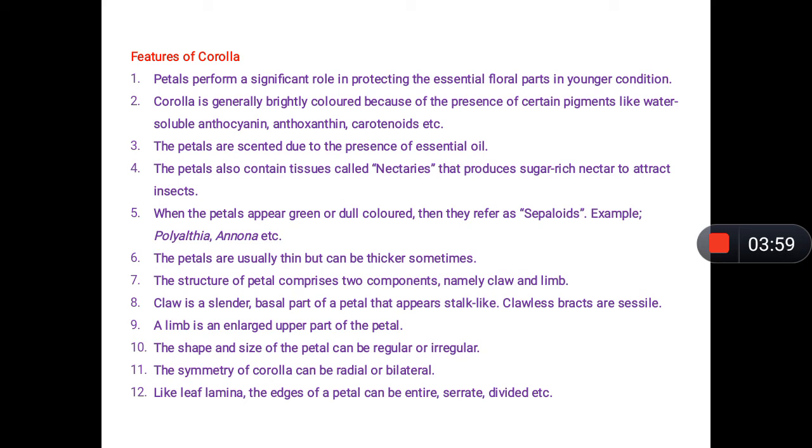So these all are the features of corolla. The main features are their structure, their size, their thickness, whether they are scented, their color, and what the parts of the petals are like limb and claw, and their symmetry like radial or bilateral, and their margins, meaning the edge of the petals. So these are the major features of the corolla.